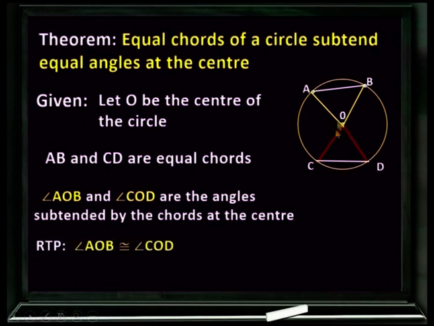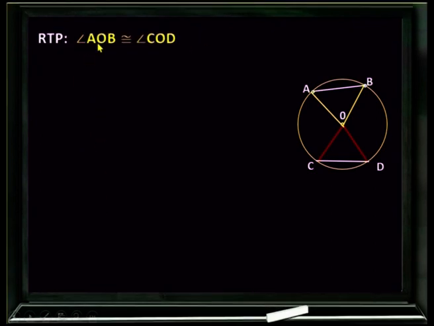Now what do we need to prove? We need to prove angle AOB is equal to angle COD. These two angles are equal. We need to show that. So what is the theorem? Equal chords of a circle subtend equal angles at the center. We have to prove angle AOB is equal to COD.